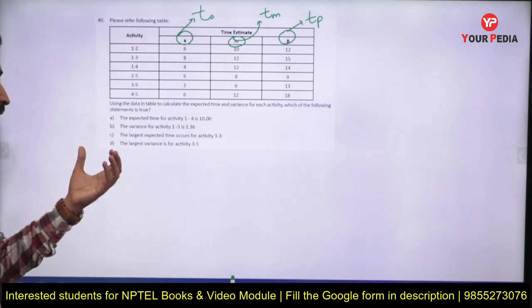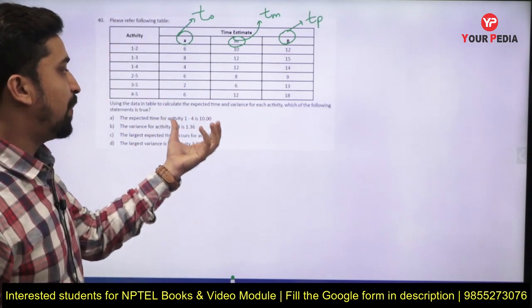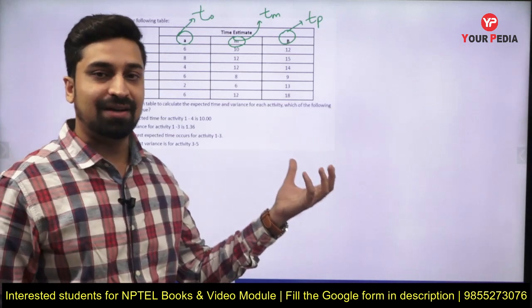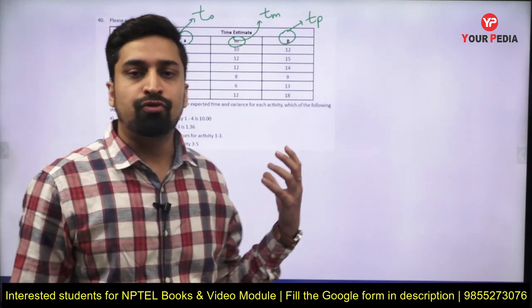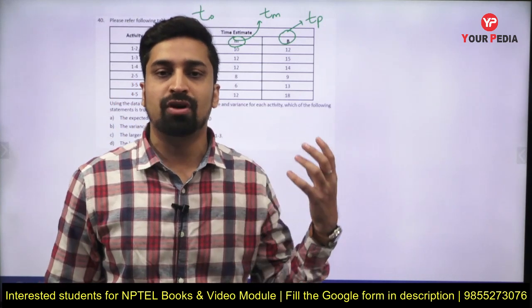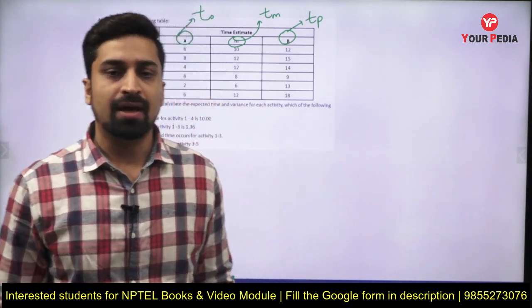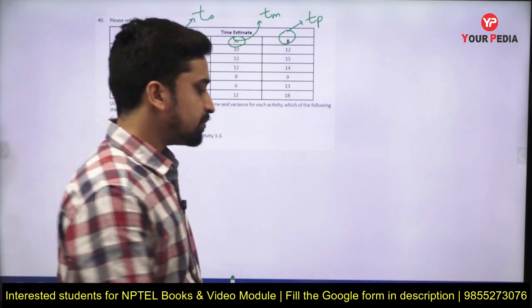Along with that, they are also asking you to calculate the expected time and variance for each activity, and on the basis of that they have given you 4 statements and are asking which of the following statements is true. Okay, so let's start this question.